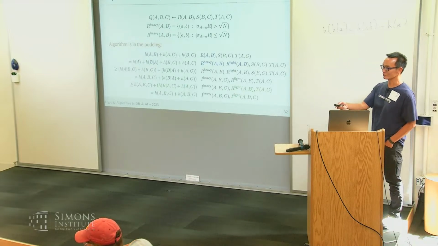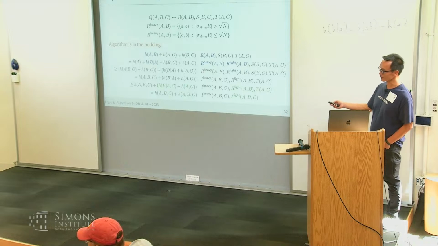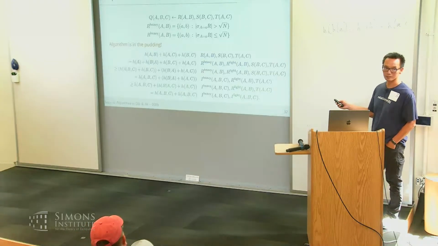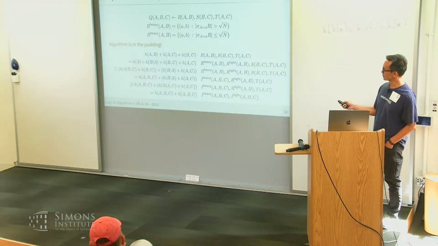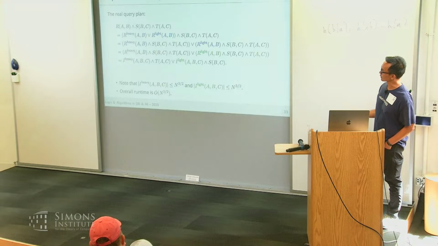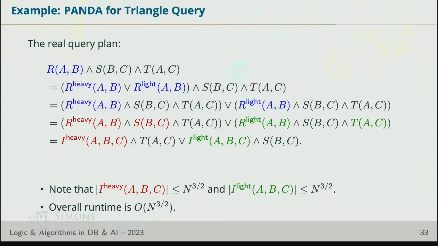Okay, so I'm going to answer your question. Why is this even correct? Here's another proof that this is correct. Now I'm going to give you a precise query plan that corresponds to this. It goes like this. The real query plan is when you do a decomposition. You basically turn this term into a union of two things.